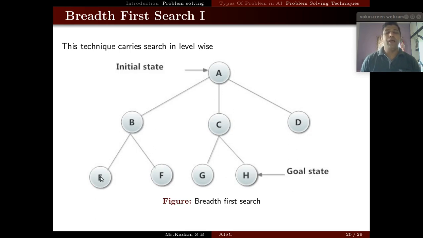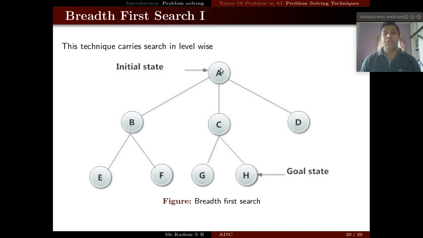So if B is not a goal node, then we'll check these two and we'll add them to the rear end of the queue. So our queue now consists of node C at the front end, then D, then E or F. As we are exploring them, we can explore E first or we can explore F first. So we'll add them to the rear end. So in this way, we are searching level by level.